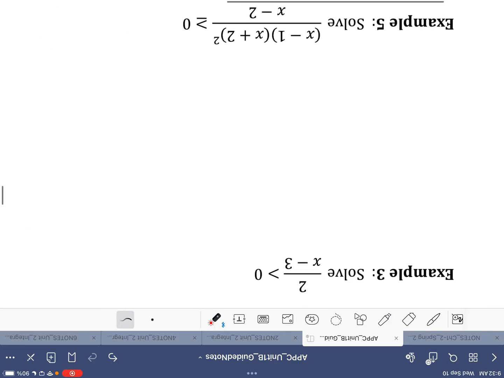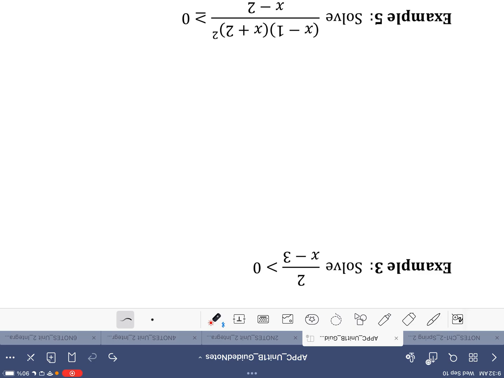Okay, so 3 I think is pretty easy, but it's different looking than the other ones that we've done. So try to set up your number line. What would the number line have to be on 3?